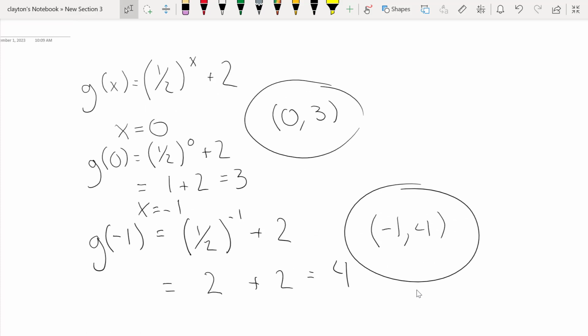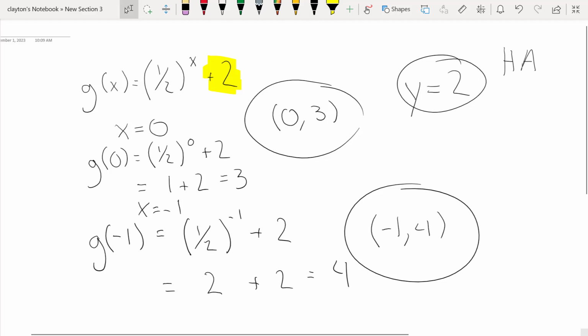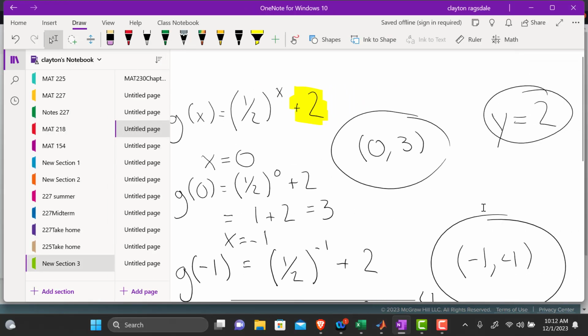Now the good news here also is the normal horizontal asymptote, which it wants you to graph, is normally 0 for any exponential function. That's where it would start. But because we've made this vertical shift of plus 2, our horizontal asymptote now becomes y equals 2. So here are our 2 points, here's our horizontal asymptote. We're going to go back and put this on there: 0, 3, -1, 4, y equals 2.